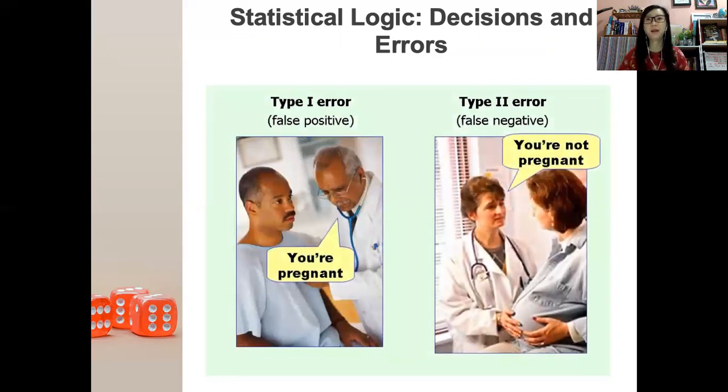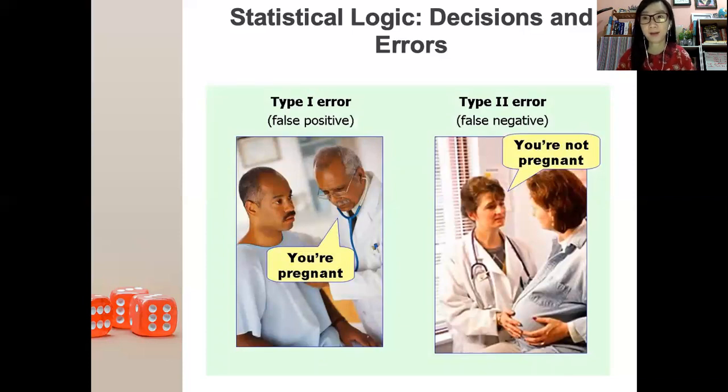Okay, there are two types of errors. The first one is what we call the type 1 error or false positive. And then the second one is what we call the type 2 error or false negative. Okay, what does it mean?